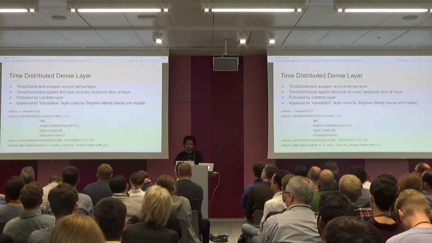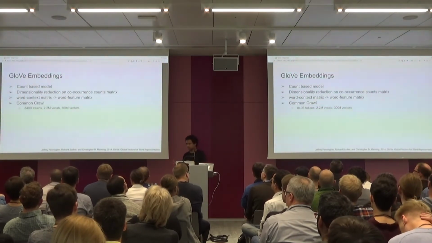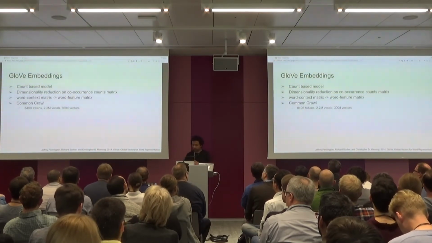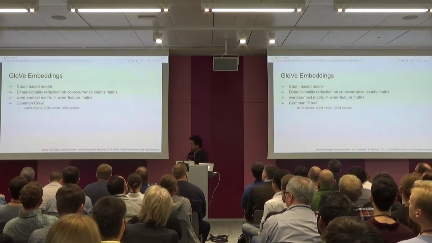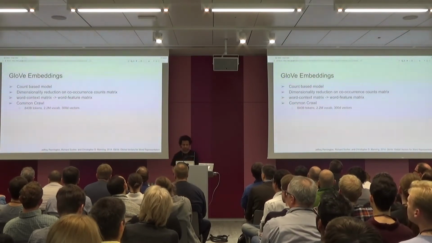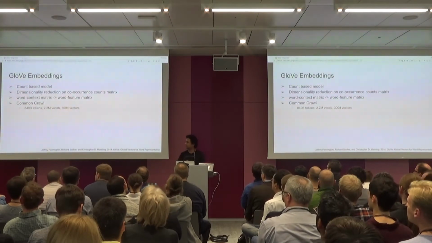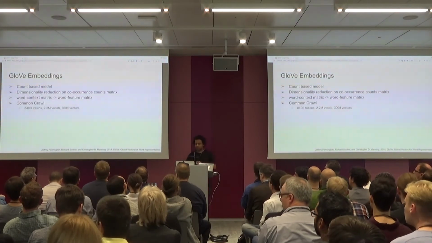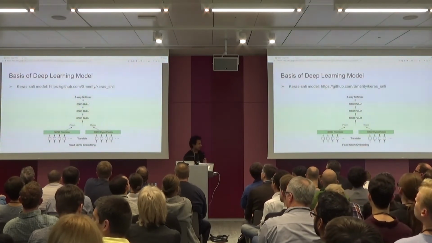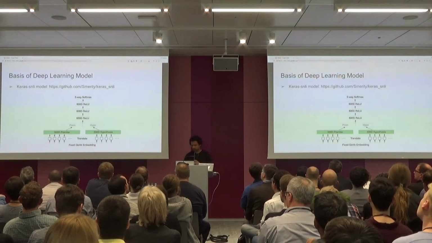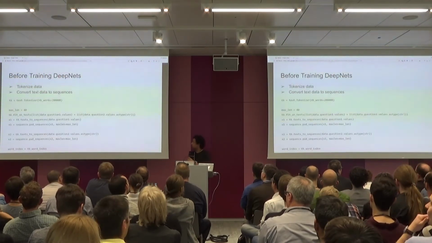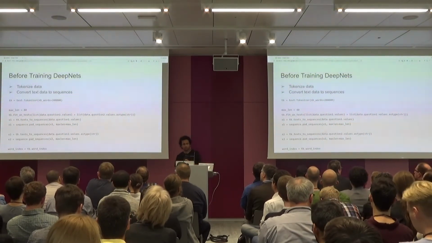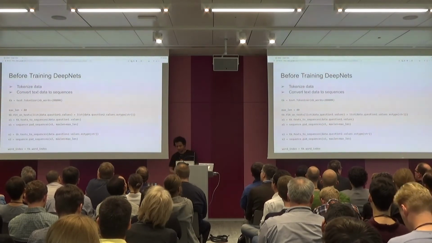So the base of my models was the SNLI model, if you have heard of that. So we have the GloVe embeddings. I was using pre-trained GloVe embeddings. I will go a bit faster. And this is the SNLI model. So my model was based on this one, but it was a different kind of model. Before training deep nets, we need to tokenize and convert text to sequences. I have to go fast.